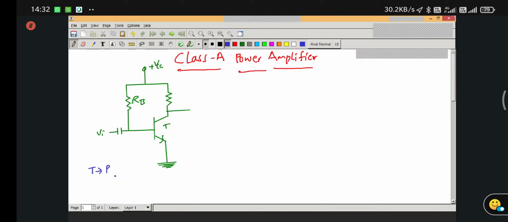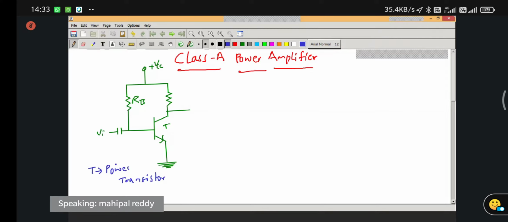I told you already in the last class, we are going to take power transistors in designing power amplifiers. Why? Because we are going to analyze low signals, so for that we need more power. So we are going for power transistors, and here T is the power transistor, and we have the base resistor as well as the collector resistor RC.